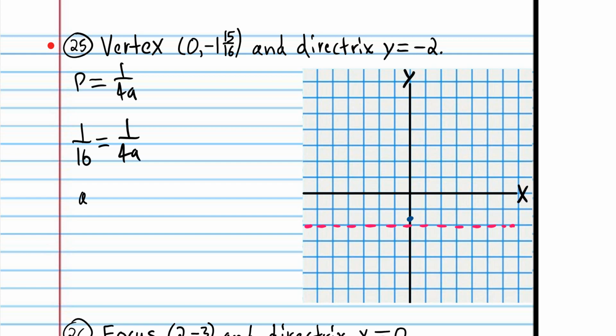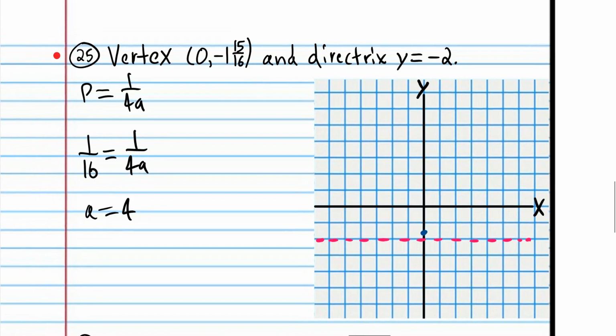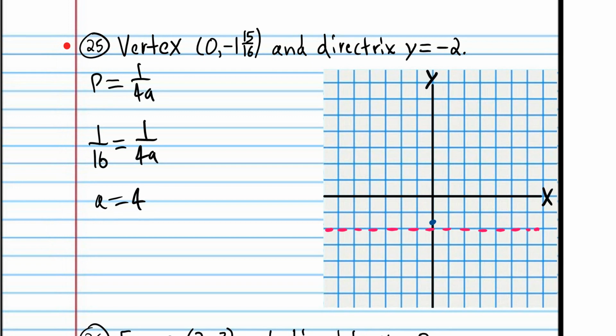So we can see that a is obviously going to be equal to 4. The directrix in relation to the vertex tells us that the parabola is opening up. So x minus h is going to be squared in the equation.